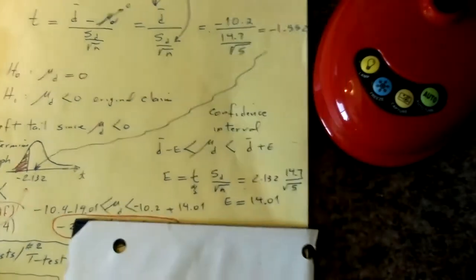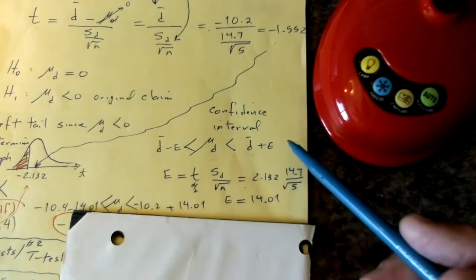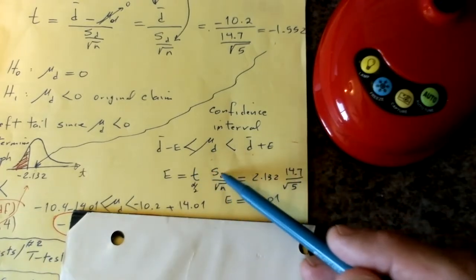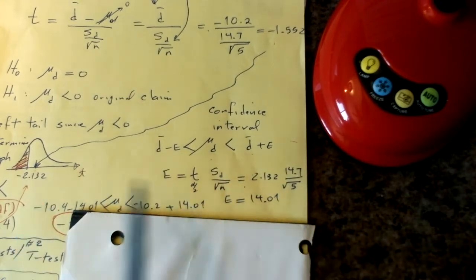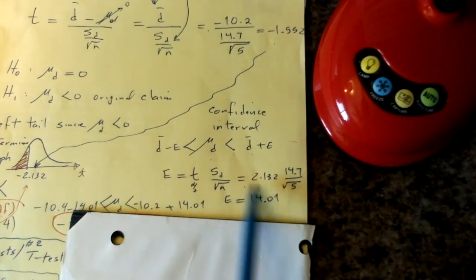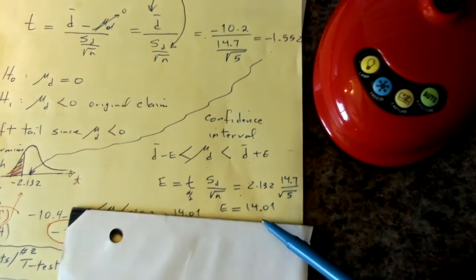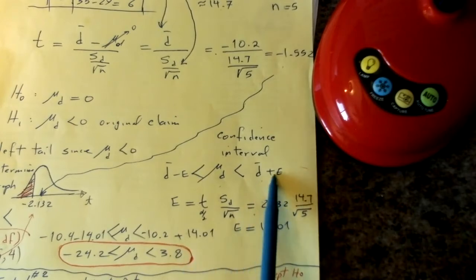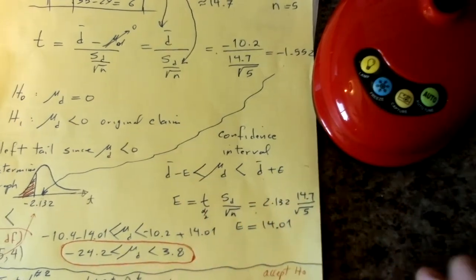Another part of this problem, we ask you to find the confidence interval. For the confidence interval, this is the formula. And what is E, the margin of error? It is T times S over radical n. This T, you already have it. You put it here. You have S, you have radical n. That gives you 14.01. When you find 14.01, take that number and substitute here, plus or minus. That's what you get for the interval.